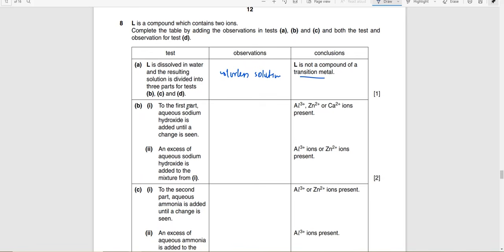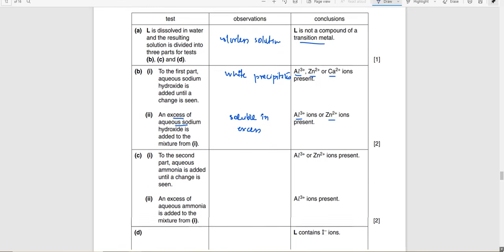Now, to the first part, aqueous sodium hydroxide is added until a change is seen, and the conclusion is that these ions can be present. For these ions, what would be the observations? All of these ions show white precipitates. Now you added excess sodium hydroxide, and they're saying that aluminium and zinc ions are present. What would be the observation? Both of these ions are soluble in excess when you use sodium hydroxide for testing. Only calcium ion is insoluble in excess.